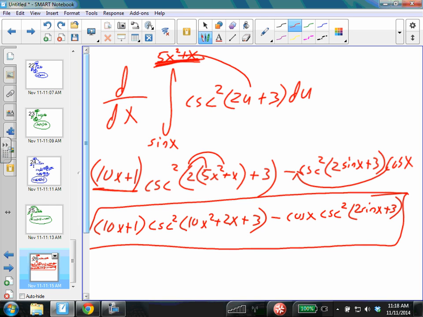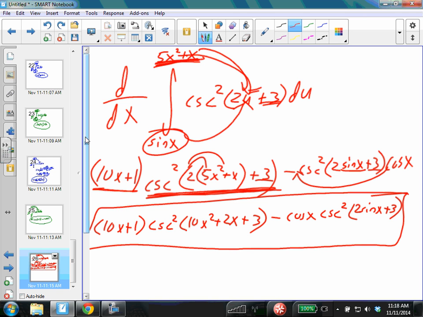With this upper bound just goes in for u. So this next piece right here is just the same function, cosecant squared of 2, and then we have 5x squared plus x plugged in for u. So we just plug that in for u. And then the plus 3 is there just like it was in the function. Plus 3 in the function, plus 3 down here. Minus, because now we're dealing with a lower bound, and all we did was take sine x and plug it into this function. So it's cosecant squared of 2u, and so we have 2 sine of x instead of 2u now. And then the plus 3 is there just like it was before.